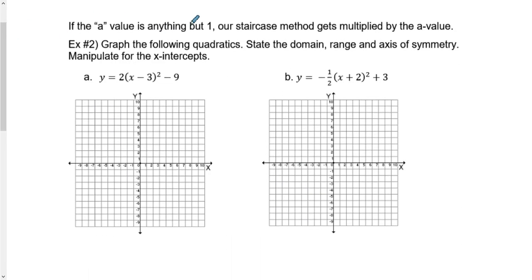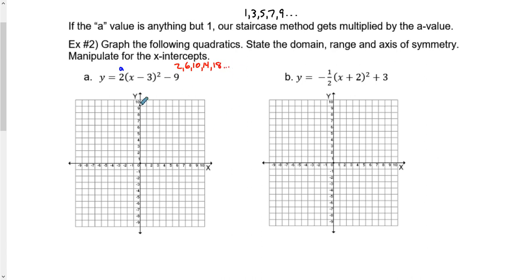So if that a value is anything but 1, our staircase method, which is the 1, 3, 5, 7, 9, so on and so forth, obviously the next ones will be 11, 13, 15, just is going to get multiplied by the a value. So in this one, our a value is 2, which means instead of going 1, 3, 5, 7, 9, we're actually going to be going 2, 6, 10, 14, 18, so on and so forth.